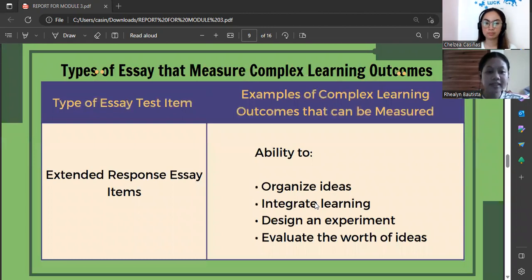Dito naman sa extended response essay items, yung examples of complex learning outcomes that can be measured is the ability to organize ideas, integrate learning, design an experiment, evaluate the worth of ideas. Kung mapapansin natin, yung higher order thinking skills ang makikita natin, like organize, integrate, design, and evaluate. Next po.